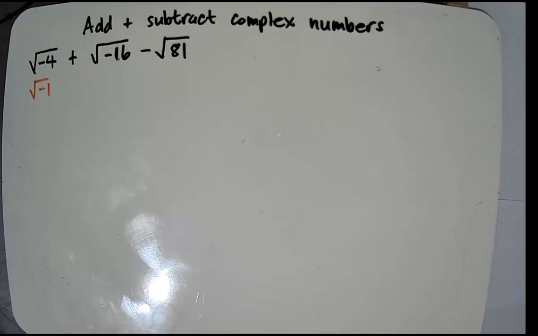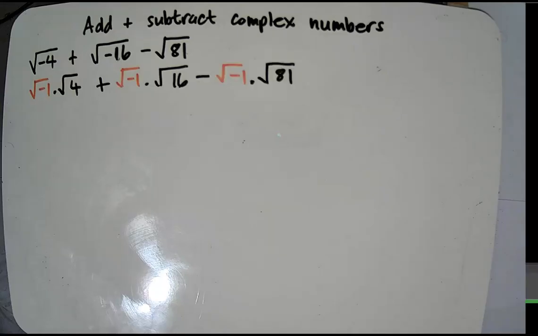So the first step would be to break the square root of -4 into root -1 times root 4. This would be our first step. Plus, same thing with the 16, because there's a negative under the square root sign, we'll need to make it square root -1 square root 16. So here we'll get minus root 81. Remove root -1. This is a mistake.